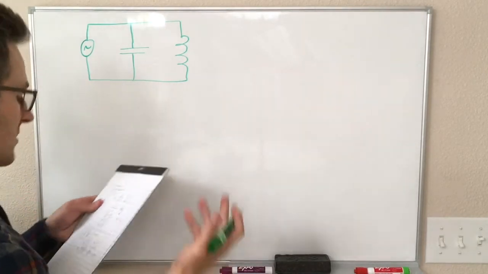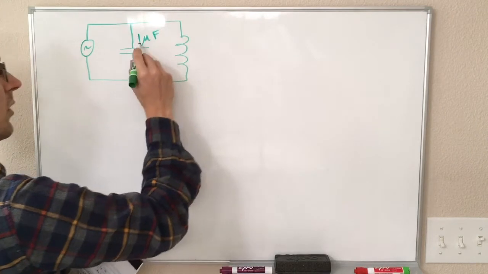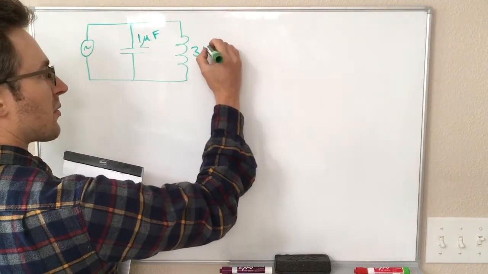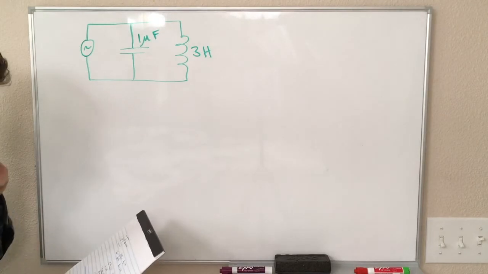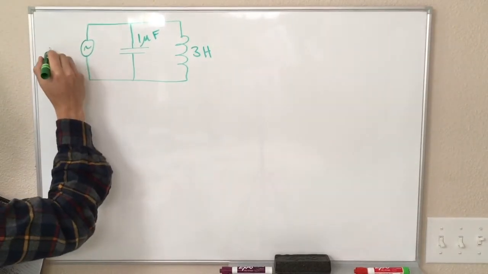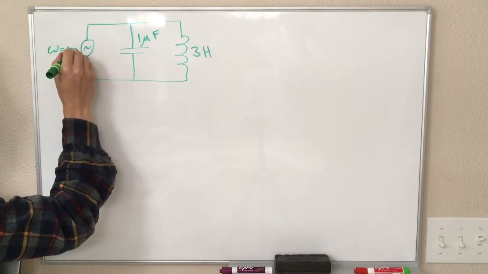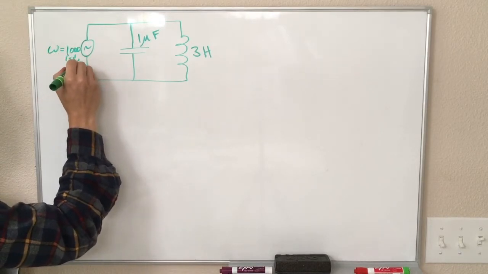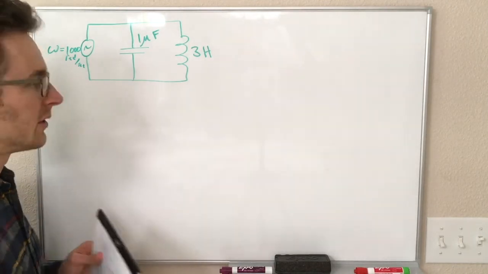And now I just decided that we would have actual values. So this is 1 microfarad, and this is 3 henries. So that's a pretty big inductor. And let's say this source, instead of giving the frequency f, let's just make it nice round numbers. Let's say omega is 1,000 radians per second. So that's roughly 160 hertz.